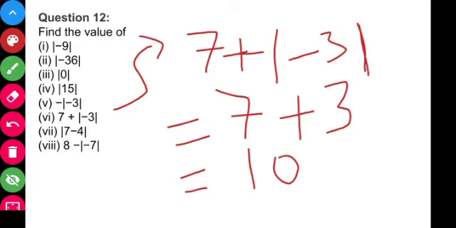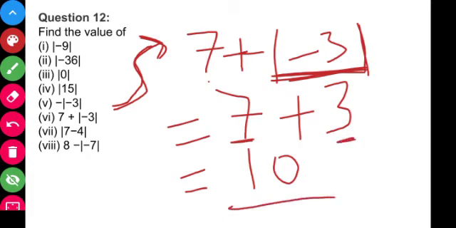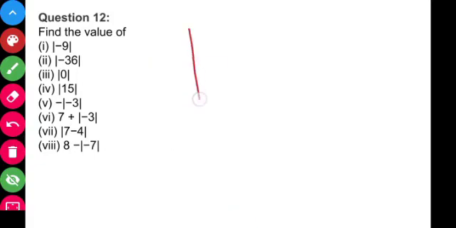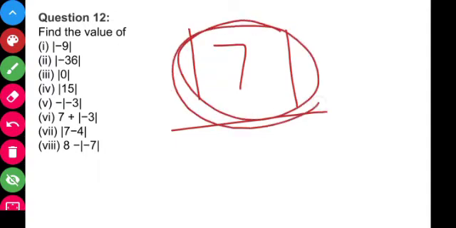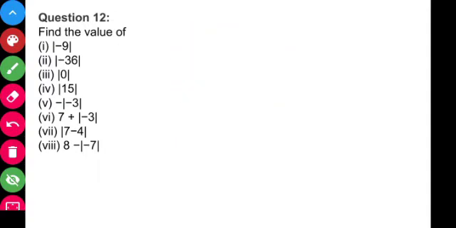Understand? So 7 plus the absolute value of minus 3: the absolute value of minus 3 is 3. So therefore 7 plus 3 is 10. Understand? So for any number, if it is written like this, then you will learn it as the absolute value. Now the seventh part is given: the absolute value of 7 minus 4.